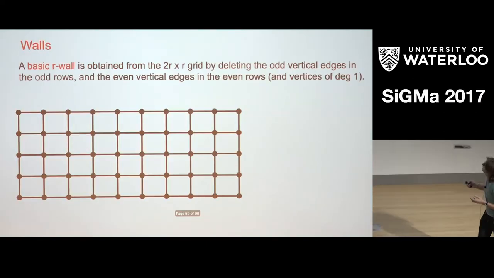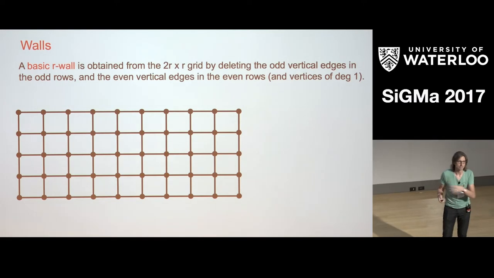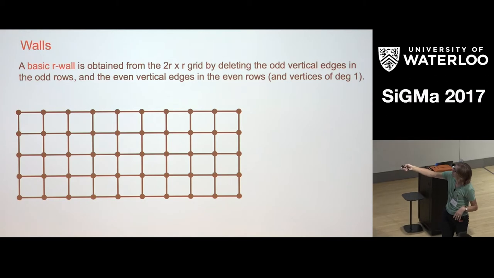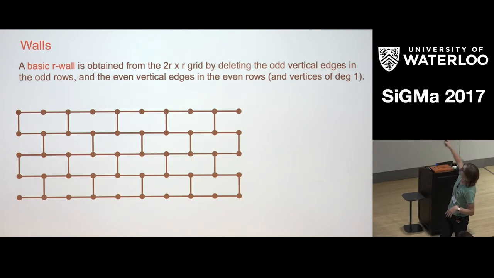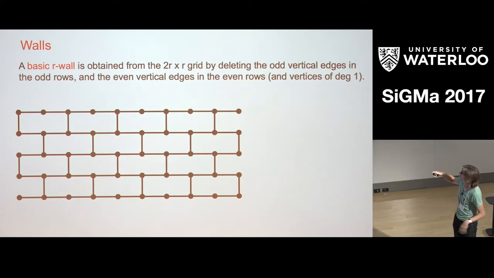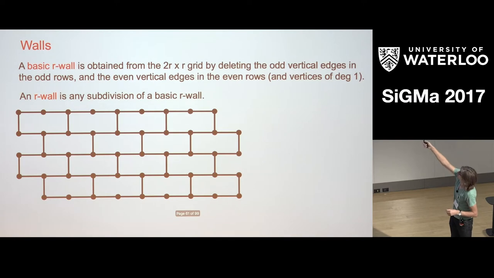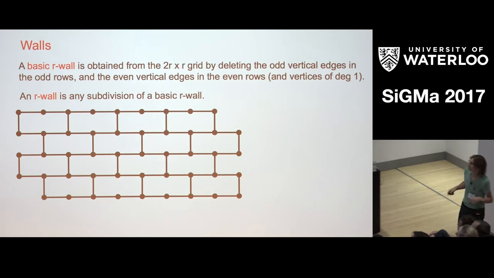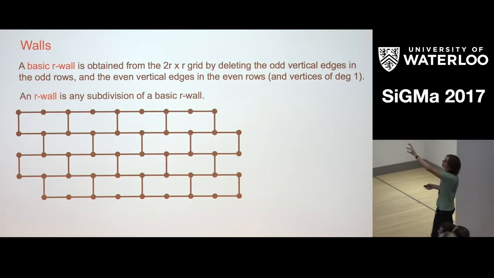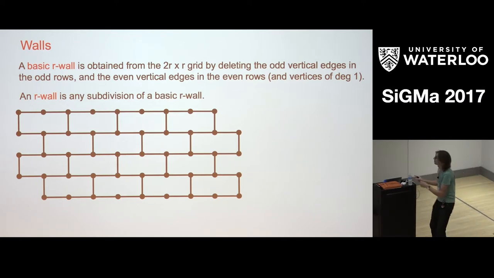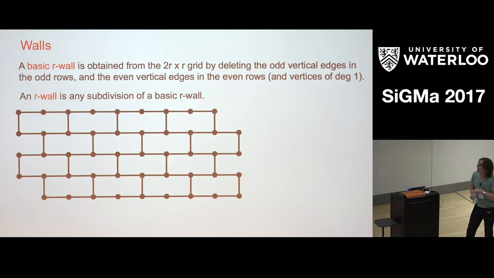So what's a wall? You've already seen it a bunch of times on the slides coming up to now. Let me give you what the definition is. So I start with a 2R by R grid, and I delete the odd vertical edges in the odd rows and the even vertical edges in the even rows. And I'm left with something that looks just like a brick wall. And I have a couple of vertices of degree one, which I delete too, to not have to deal with them anymore. So this is a basic R wall, this specific graph on 2R squared vertices, or 2R squared minus 2. And an R wall is going to be any subdivision of this graph.